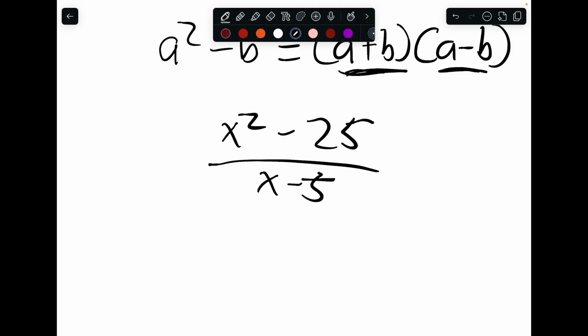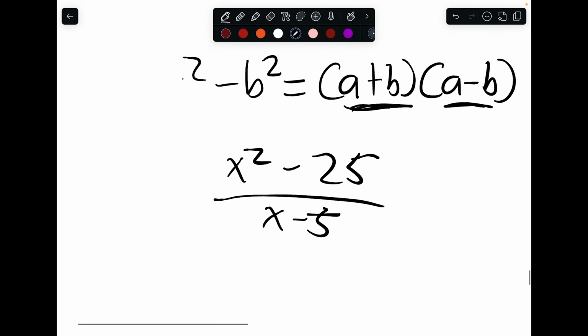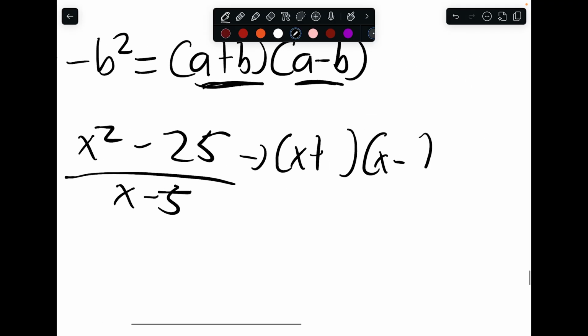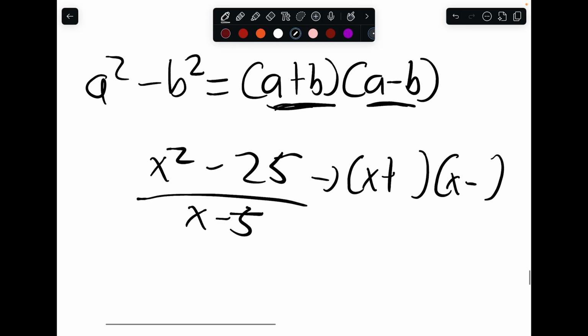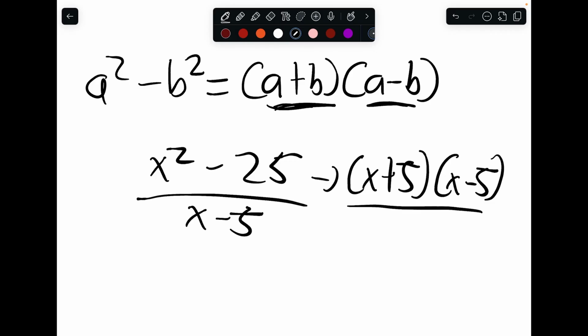Take a look here. The square root of x squared, in this case, would be x. A would be x. So we write this as x plus something, x minus something. And in this case, our b squared is 25. What's the square root of 25? That's 5. So we put our b into our expression. Then we divide this by x minus 5.